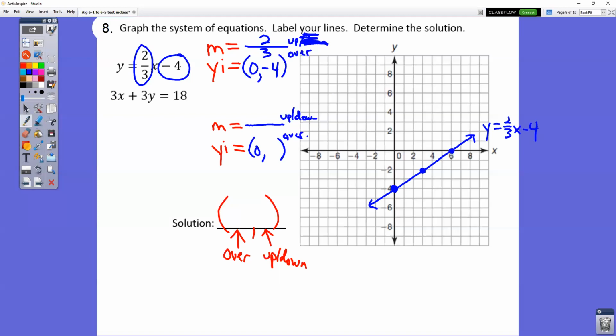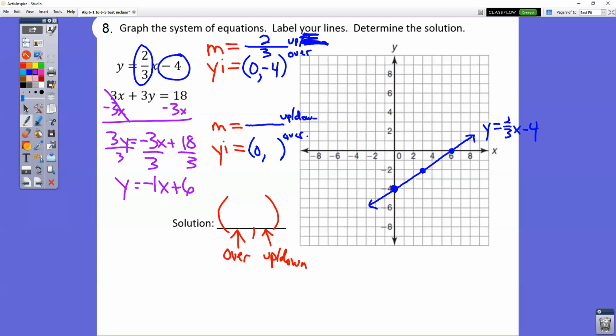For the second one, we need to rearrange it for y equals. So minus 3x, minus 3x. So we have 3y equals negative 3x plus 18. When you switch around the order, divide by 3, divide by 3, divide by 3. So y equals negative 1x plus 6.